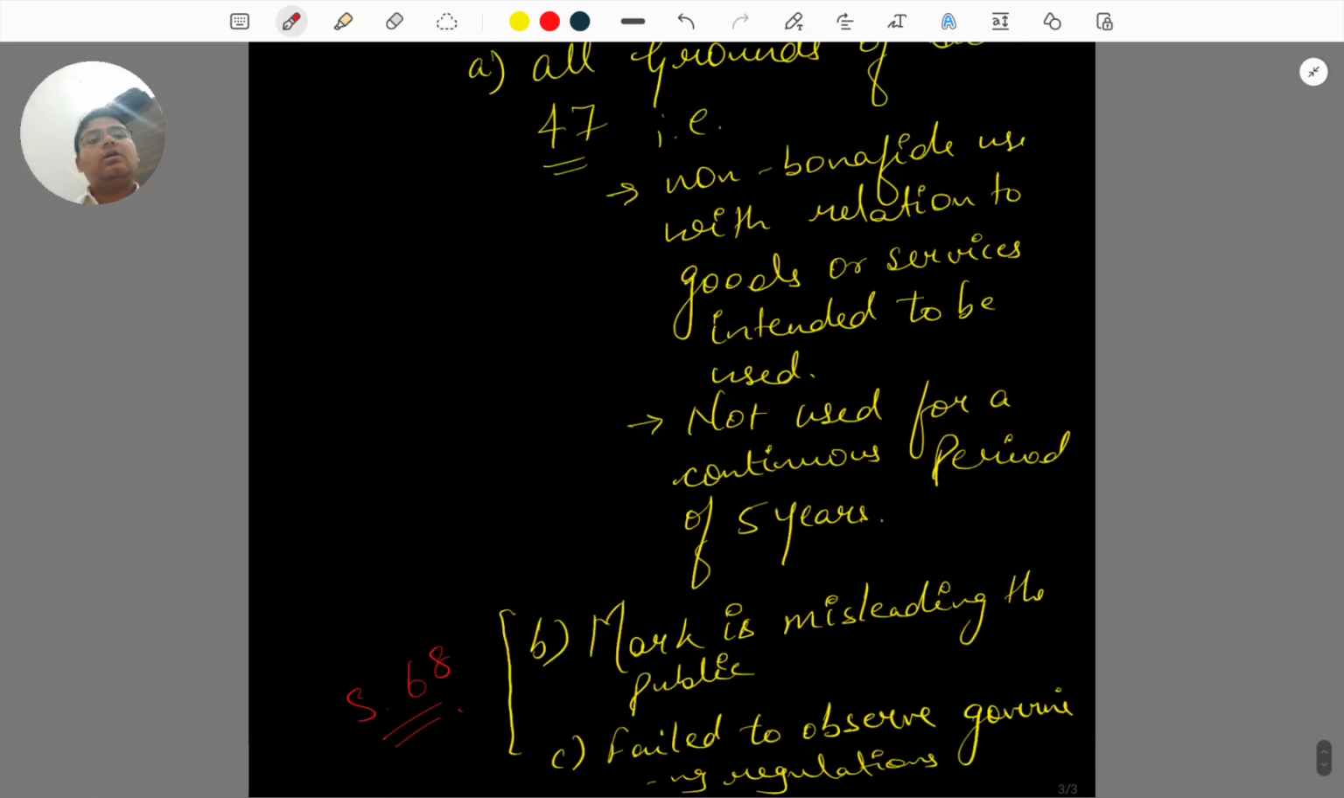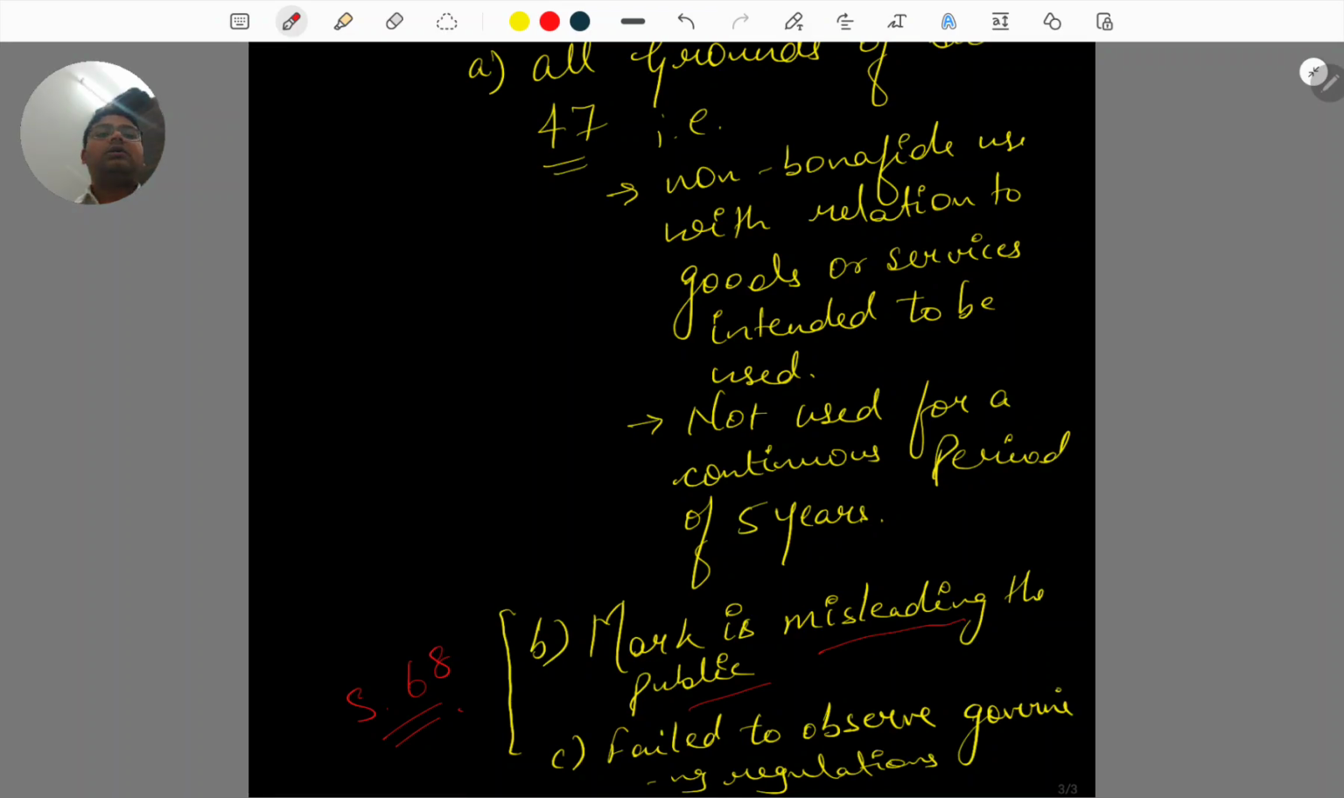Apart from it, Section 68 gives certain additional grounds for the removal of a collective mark. The first ground which Section 68 gives is that the mark is misleading to the public. So there is a public deception. In cases of deception, again the marks get revoked, and that goes for the collective mark as well. If there is a misleading mark which creates a deception in the minds of the people, that is again a ground for removal.